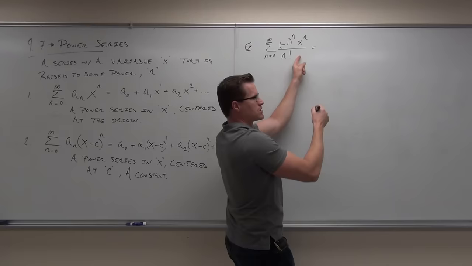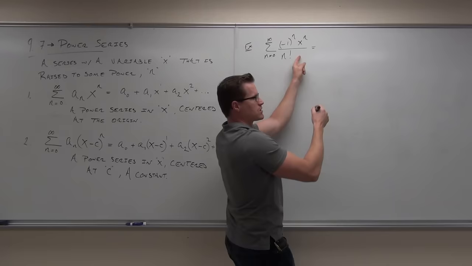Zero. Let's plug in 0. What's negative 1 to the 0? 1. So we're going to have 1. What's x to the 0? 1. And what's 0 factorial? 1. 0 factorial is defined to be 1. If you didn't know that, it's 1. So our first term here is 1. You okay with that so far?